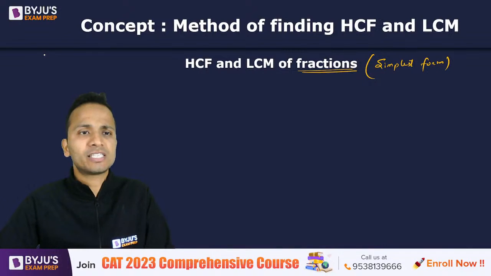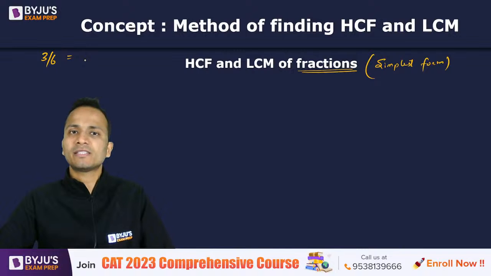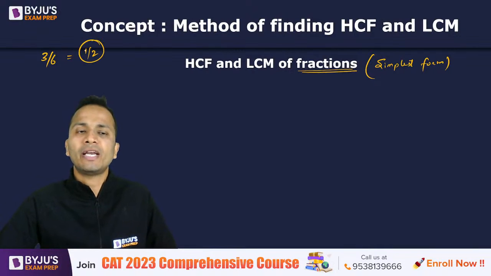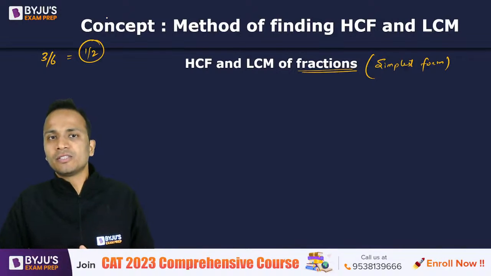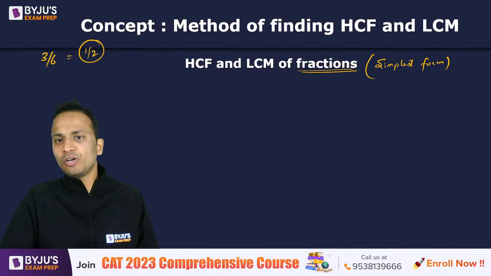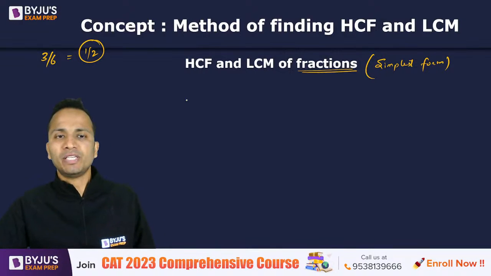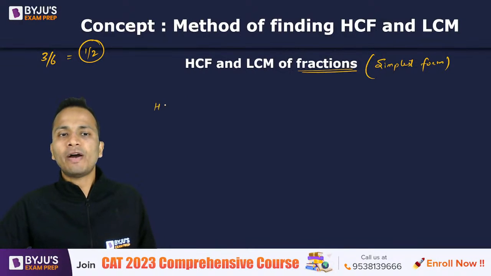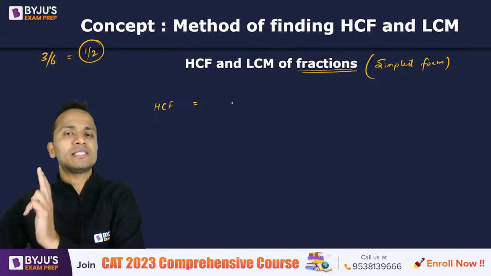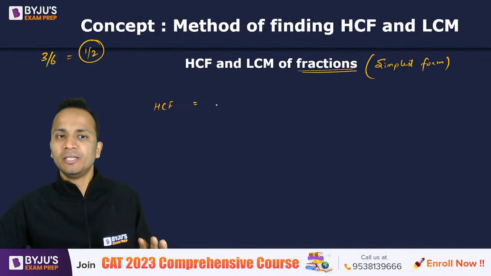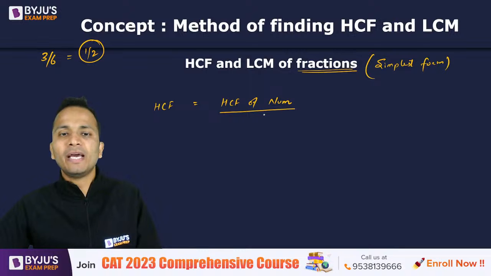So if you have a fraction like 3 by 6, simplifying it, what can we write? We can write it as 1 by 2. So first of all, you need to convert all the fractions under consideration into their simplest form. Now, how to find the HCF of fractions? Consider all the numerators separately and the denominators separately. The HCF of fractions will be the HCF of numerators divided by the LCM of denominators.